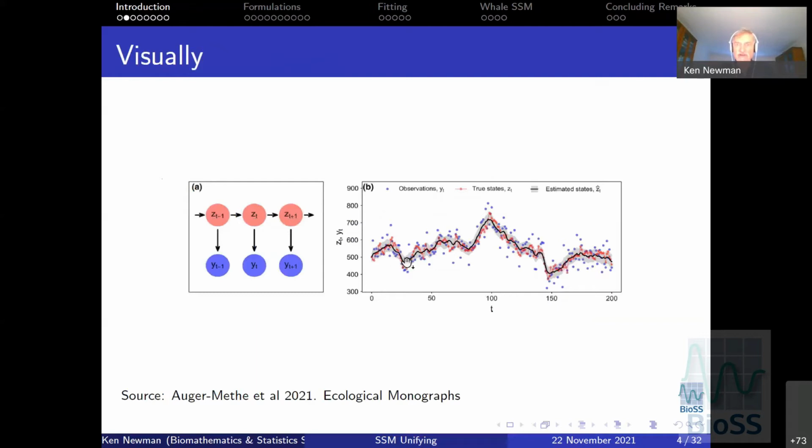And then here's a picture of what these two processes look like in parallel, where the blue dots are observations and the red dots are real values. So this is simulated data. And then the black line that's running across here, that's the fit. That's the estimates of the states given the observations. So that's the kind of data that a state space model attempts to fit.